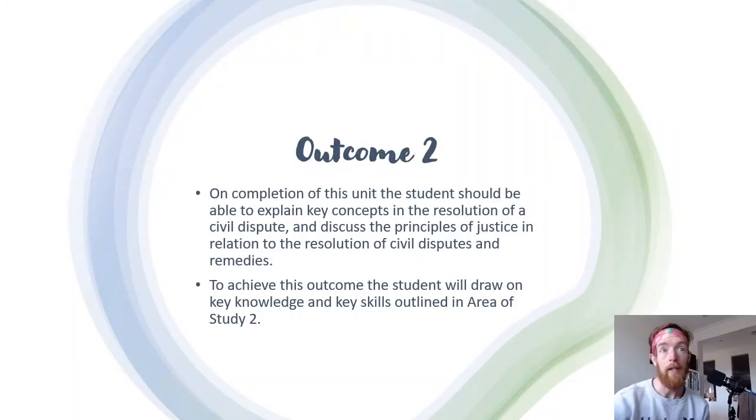So what we're doing for outcome two, all about remedies. Essentially, it's the same as our sanctions topic, but from a civil law perspective. So we're looking at how people are restored to their original position in civil law cases, compared to before how we're looking at how people are punished for breaking criminal laws. On the completion of this unit, the students should be able to explain key concepts in the resolution of a civil dispute and discuss the principles of justice in relation to the resolution of civil disputes and remedies.